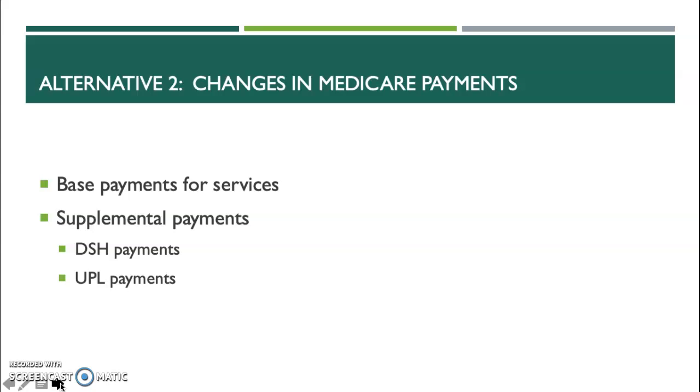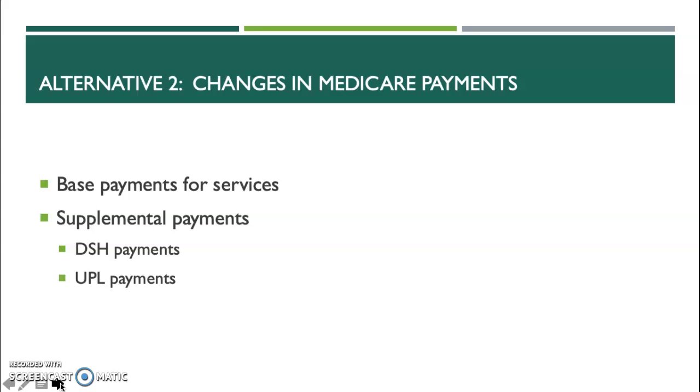So the second alternative is going to be about changes in Medicare payments. The changes in Medicare payments can be divided into two categories, which are base payments for services and supplemental payments. So for the base payments, Medicare pays critical access hospitals and some other types of rural hospitals on a cost basis. For small hospitals that serve a low number of patients whose costs are difficult to predict, cost-based payment can help ensure that the facility receives enough funding to maintain its operations.